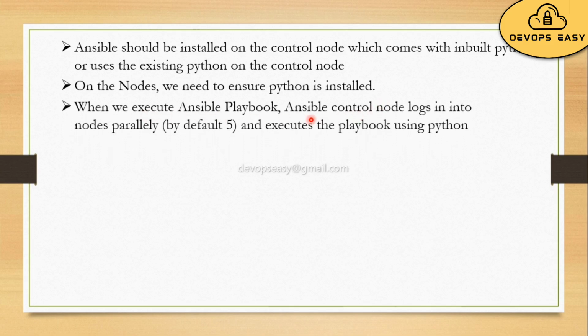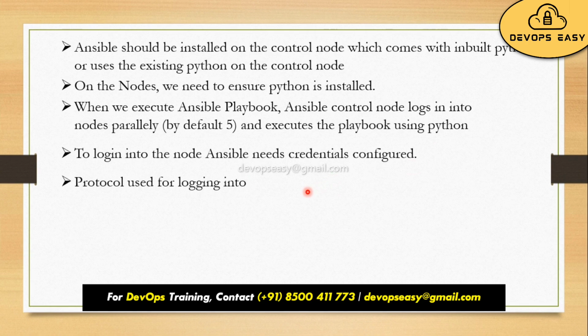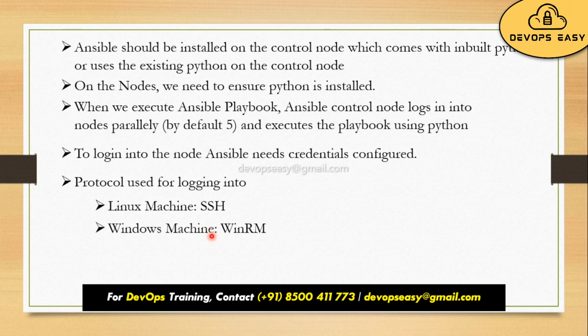When we execute an Ansible playbook, the Ansible control node logs into the node. The Ansible master will go and log into the node and execute the playbook using Python. To log into the node, Ansible needs credentials. So how will it log in? What protocols will it follow? If it is Linux, it will use SSH. If it is Windows, it will use WinRM.